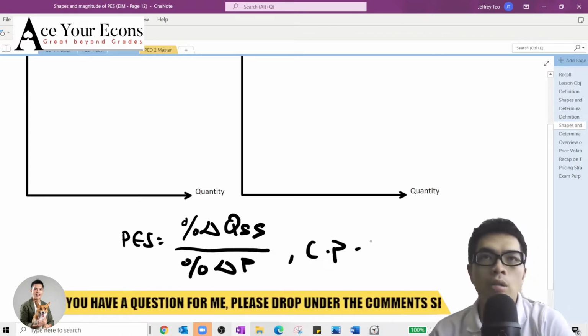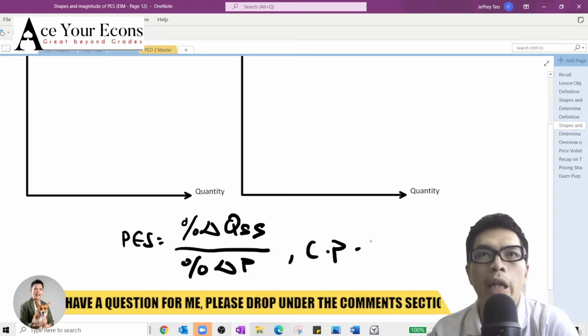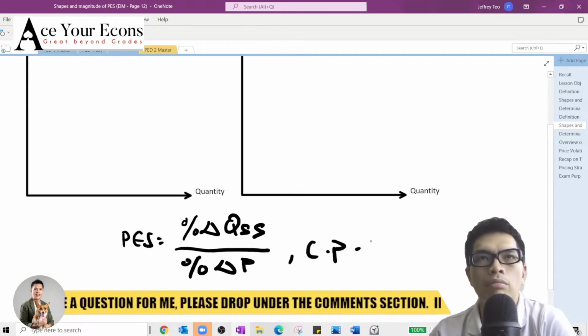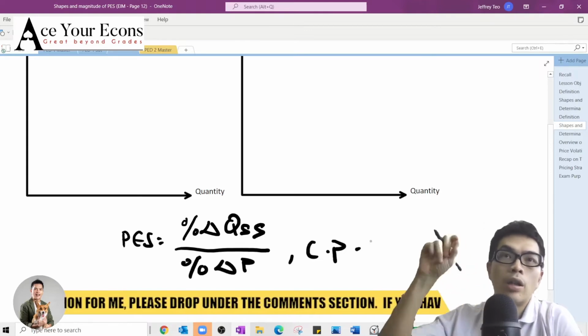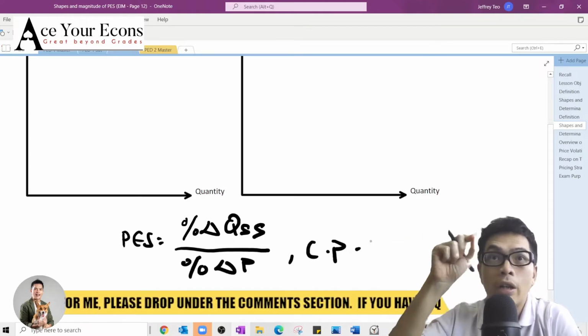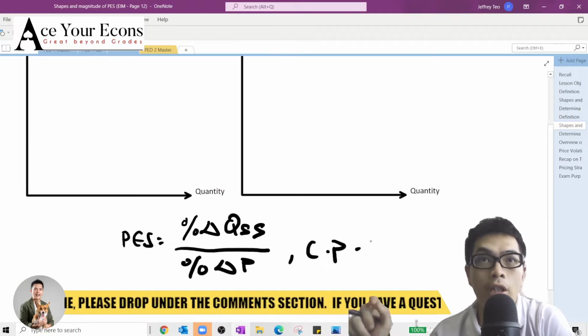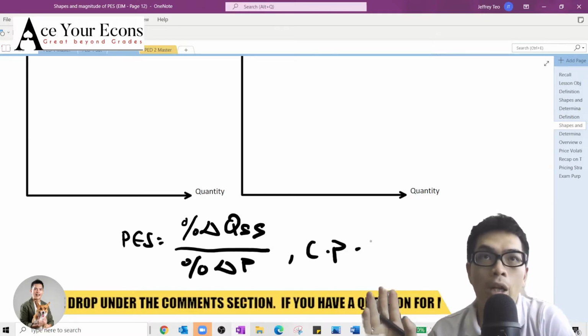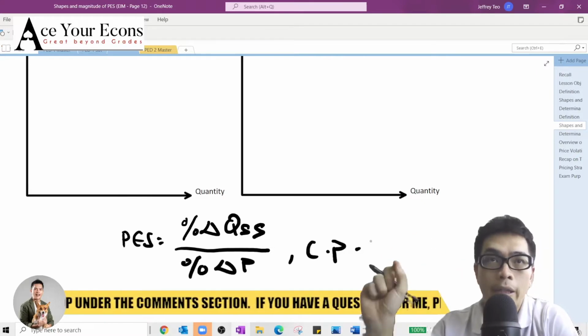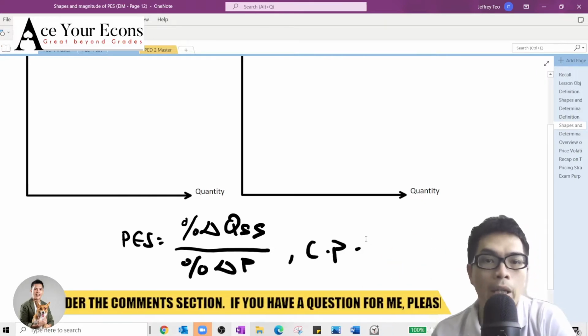Right? So what story can we draw from PED? We know that we are concerned about slope, right? PED, we are concerned about gentle and flat, gentle and steep. PES is more or less the same, but we are concerned about the slope of your supply curve. So now let's deduce the magnitude first.